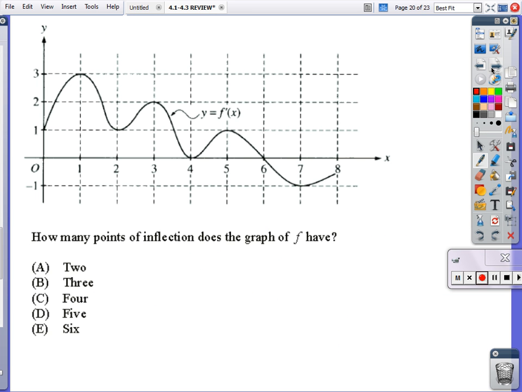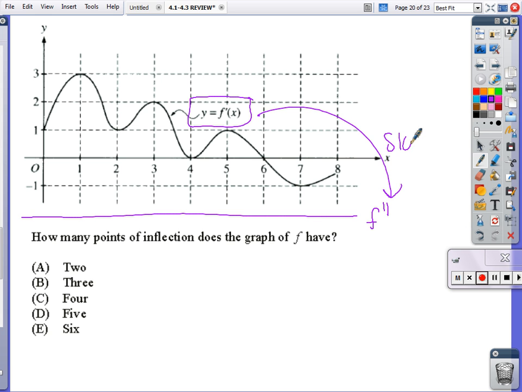How many points of inflection does the graph have? Well, we have the graph of the derivative. Points of inflection mean I need the double prime. To get from here to here, we take a slope. Therefore, we're going to look at slopes. So my slopes are 0 at 1, 2, 3, 4, 5, and 7.